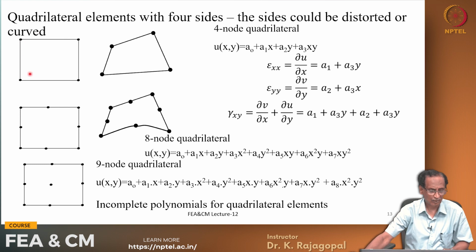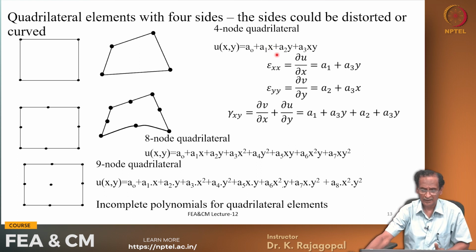So, you can have a 4-node quadrilateral like this, either a rectangular element or a distorted element like this, and the polynomial for a 4-node quadrilateral can be a0 plus a1x plus a2y plus a3xy, and this is a spatially isotropic expansion, because for every x there is a y. Okay.